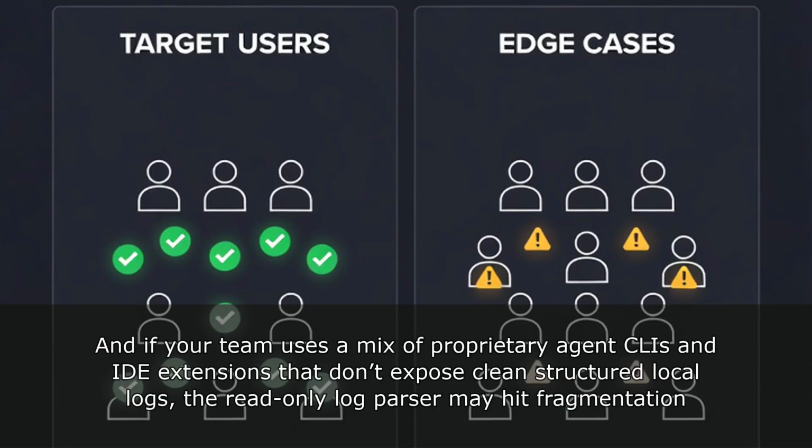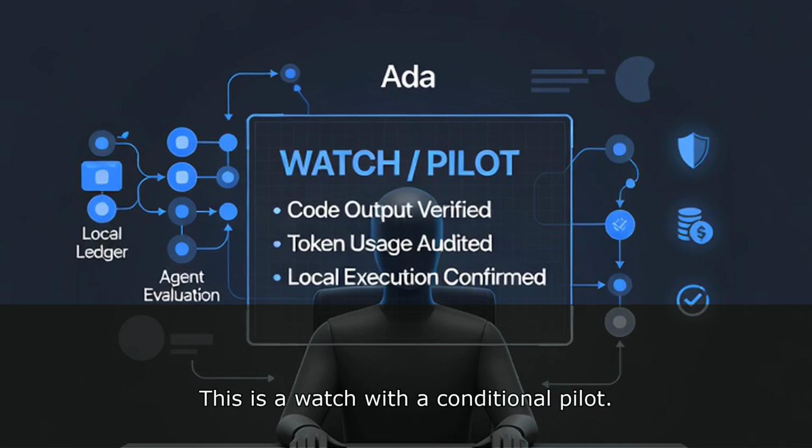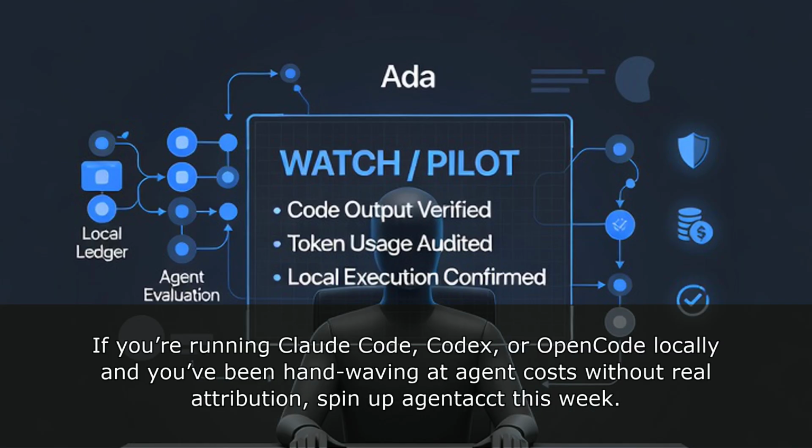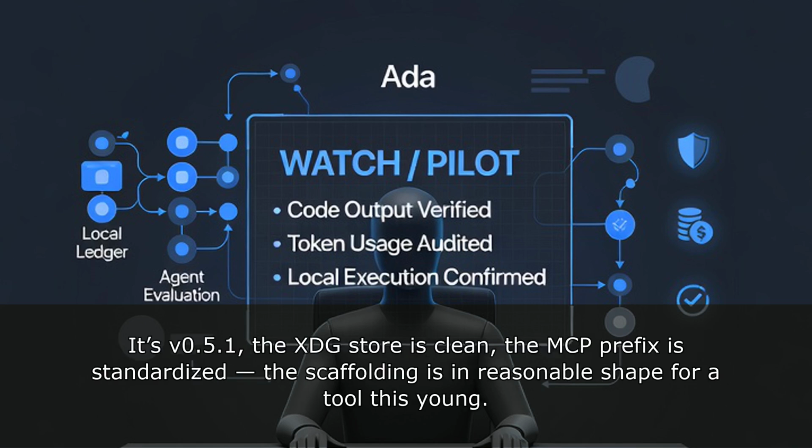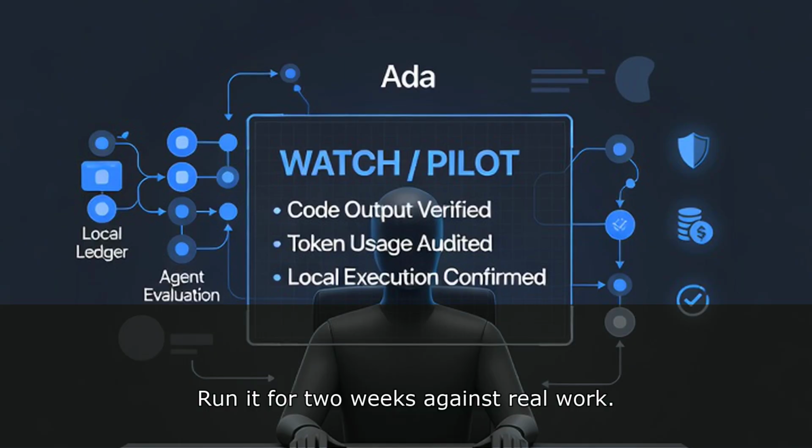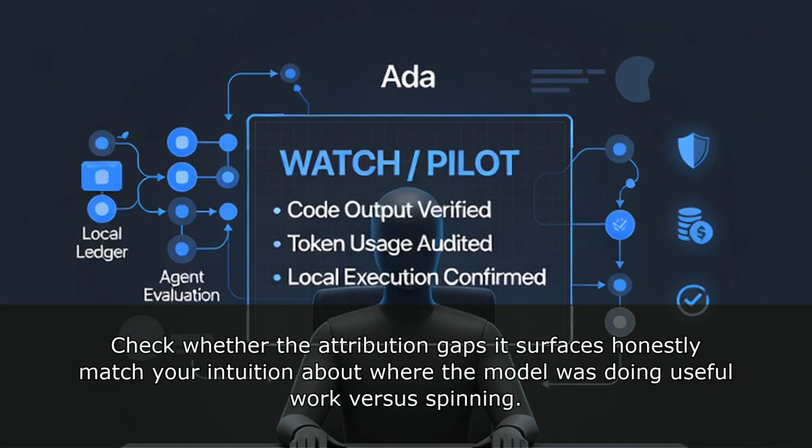Here's what I'd actually do. If you're running Claude Code, Codex, or OpenCode locally, and you've been hand-waving at agent costs without real attribution, spin up agentacct this week. It's v0.5.1, the XDG store is clean, the MCP prefix is standardized, the scaffolding is in reasonable shape for a tool this young. Run it for 2 weeks against real work. Check whether the attribution gaps it surfaces honestly match your intuition about where the model was doing useful work versus spinning. That's the real test.